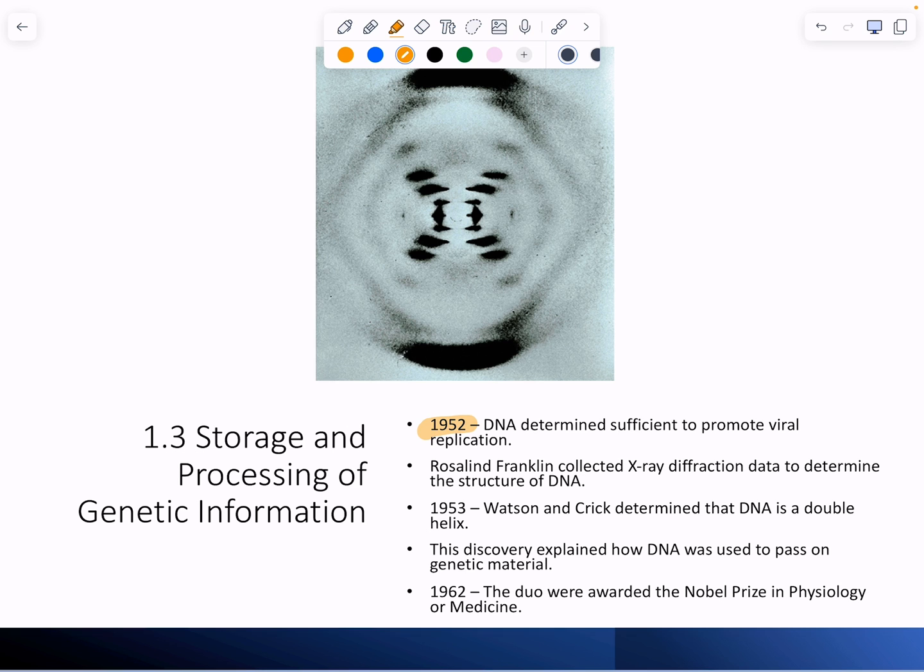What you see on the screen is Rosalind Franklin's X-ray diffraction data. This is the famous plate 51 picture. Rosalind Franklin bombarded crystals of nucleic acid with X-rays, which is today one of the key methods for determining the structure of biological molecules. So X-ray diffraction data is a key structure determination technique.